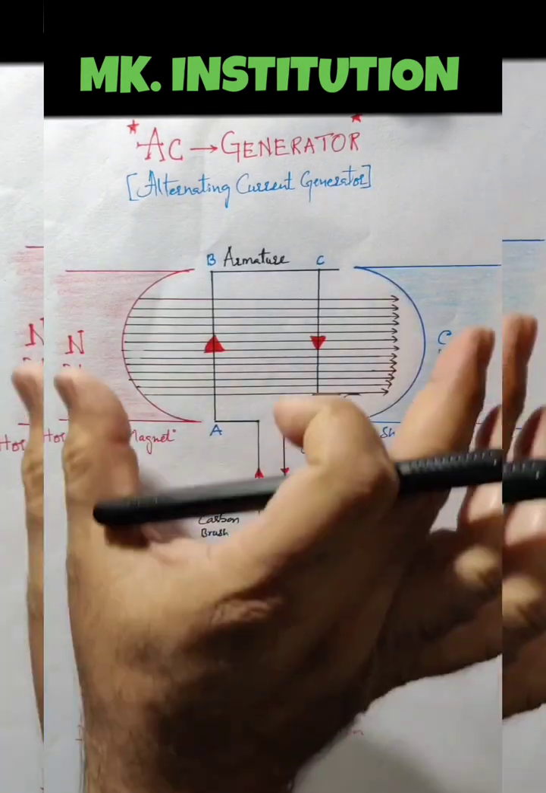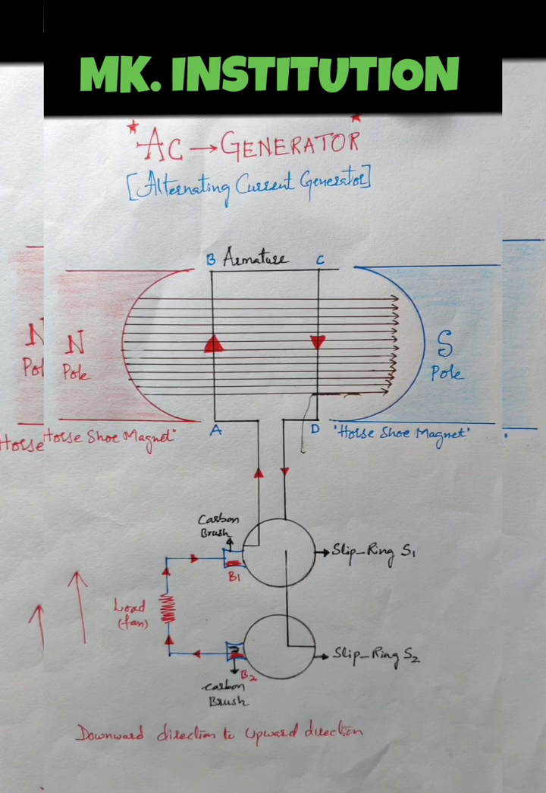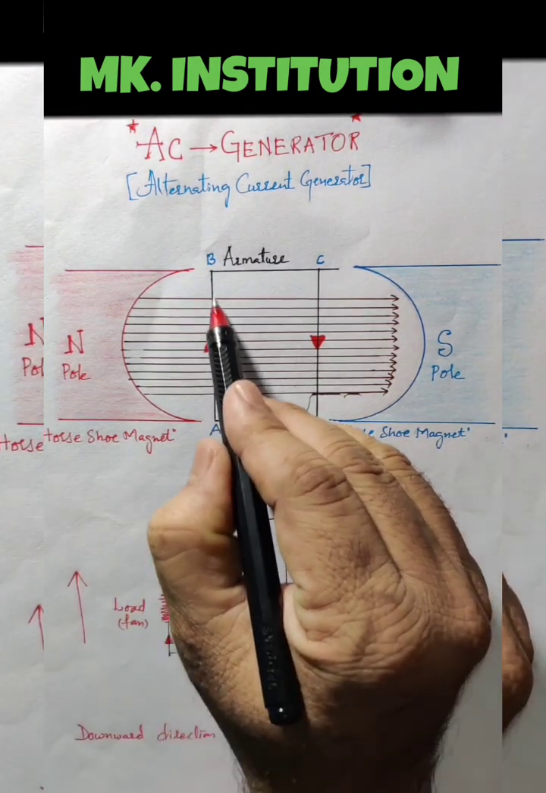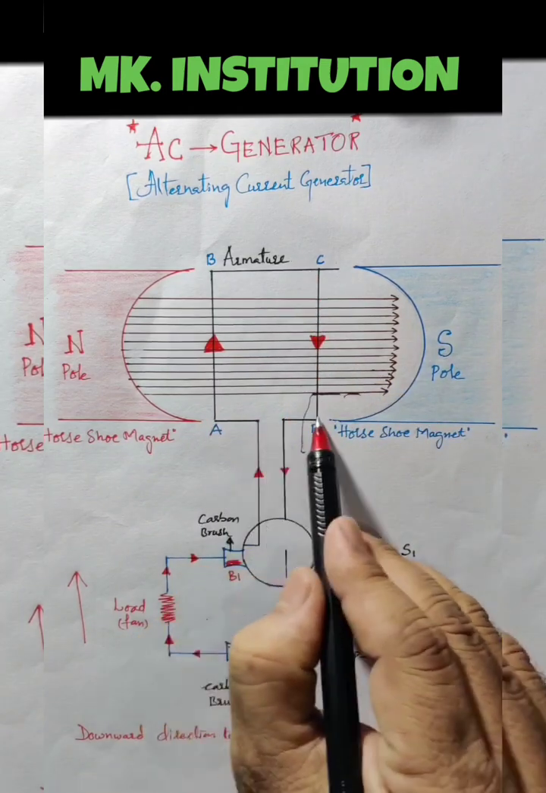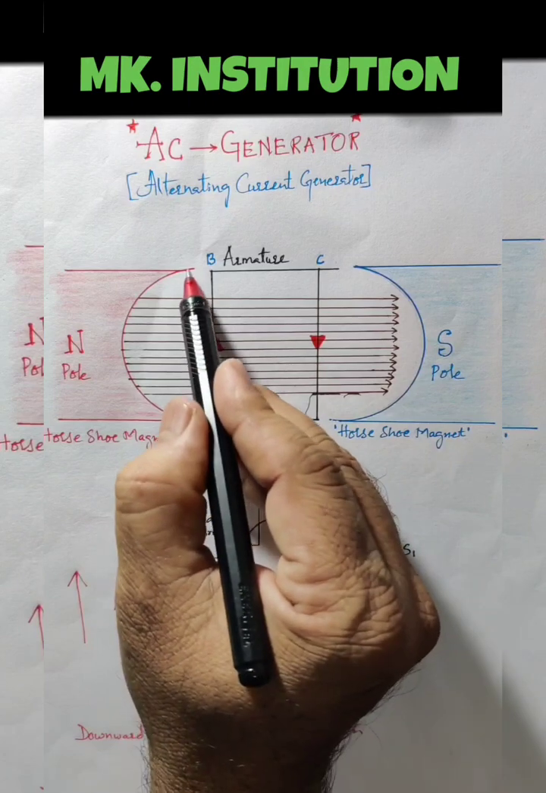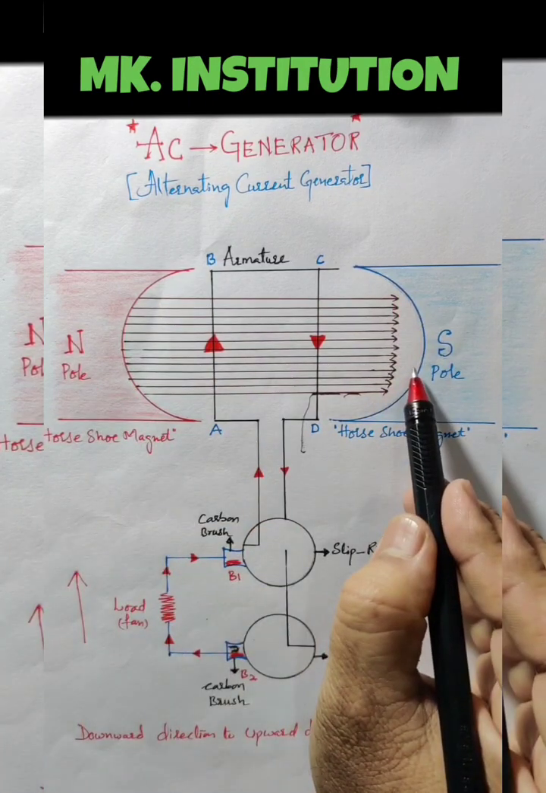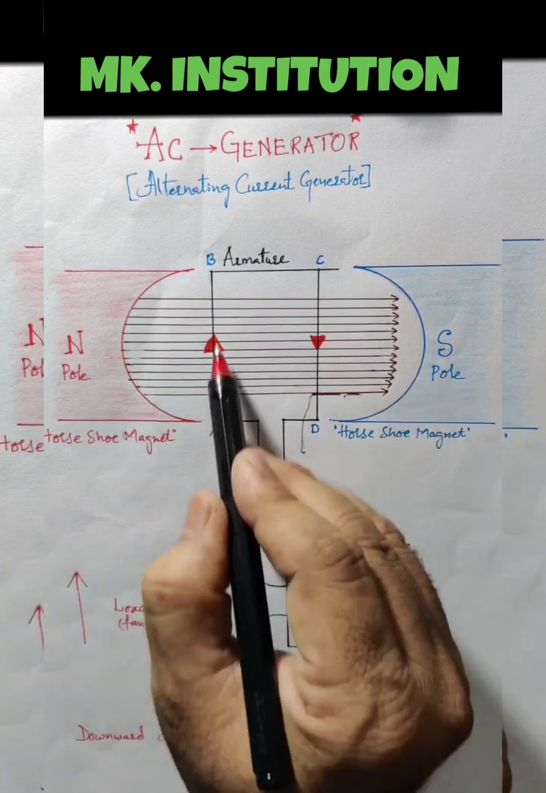Now this is the sketch of how to prepare it. Just now I told you about the armature. What is the armature? This coil, this one, is the armature. Two magnets I told you: horseshoe magnets with a curved surface, north pole and south pole. Clear? Two magnets, and one armature.